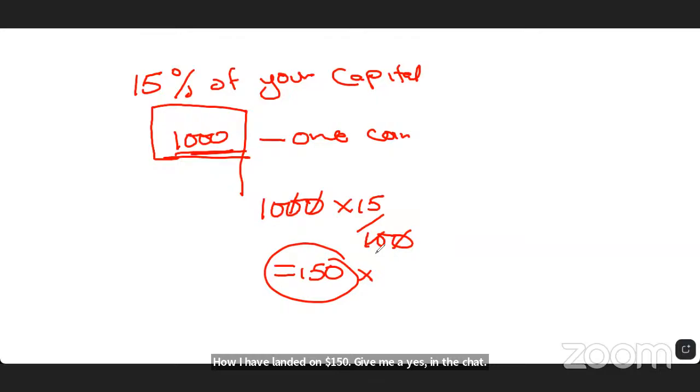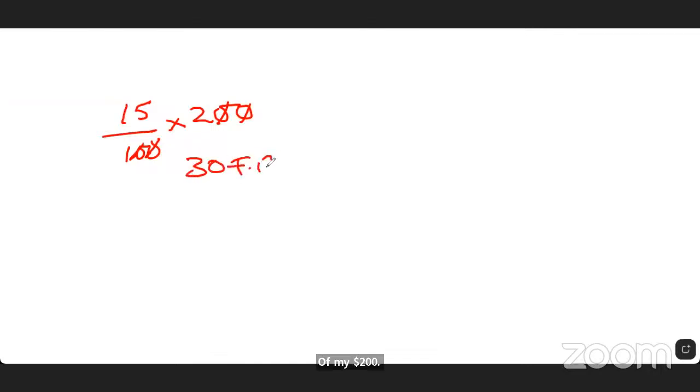So this strategy does not look at only $1,000. Yes, I can say 15% of my $200. And I'll get $30 to be my first buying amount.